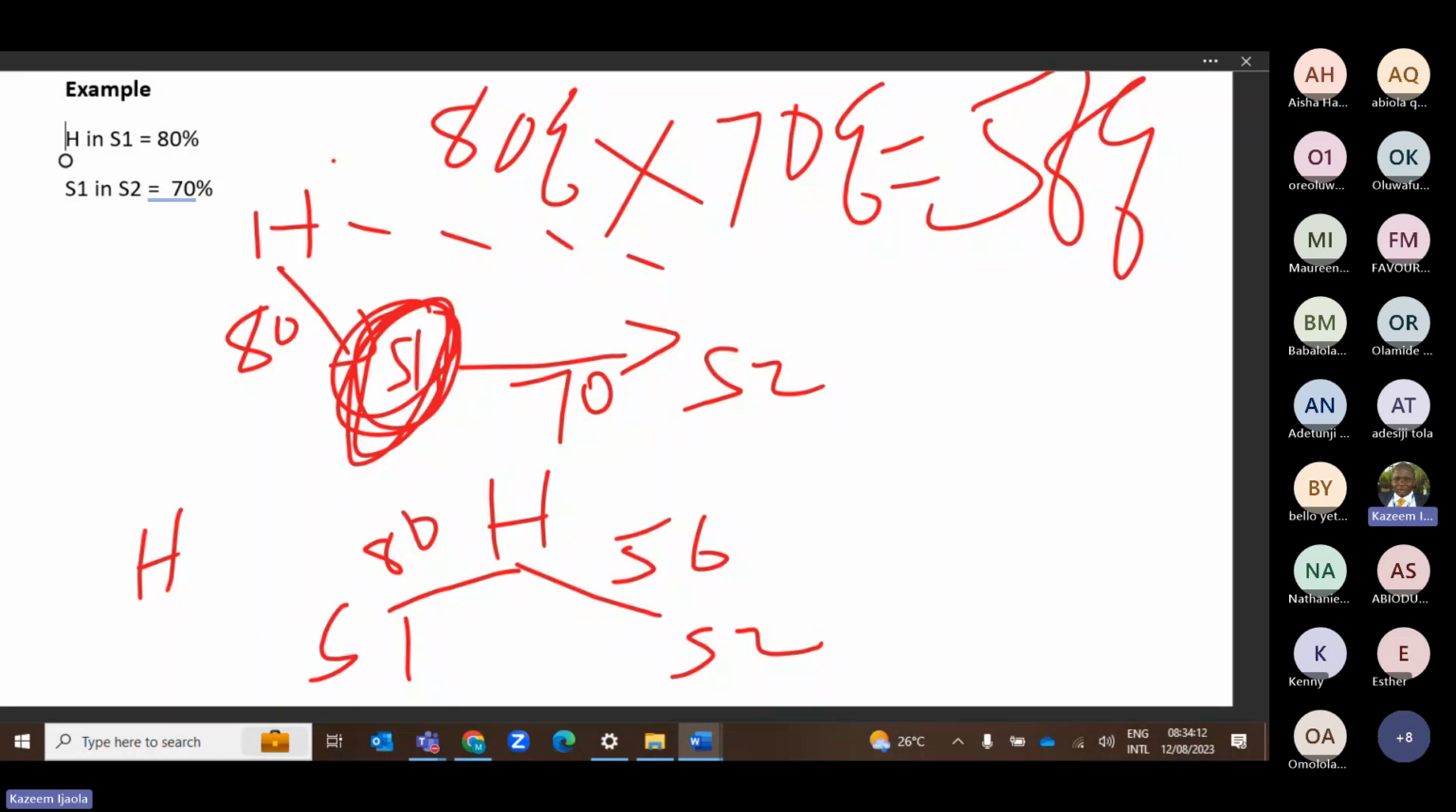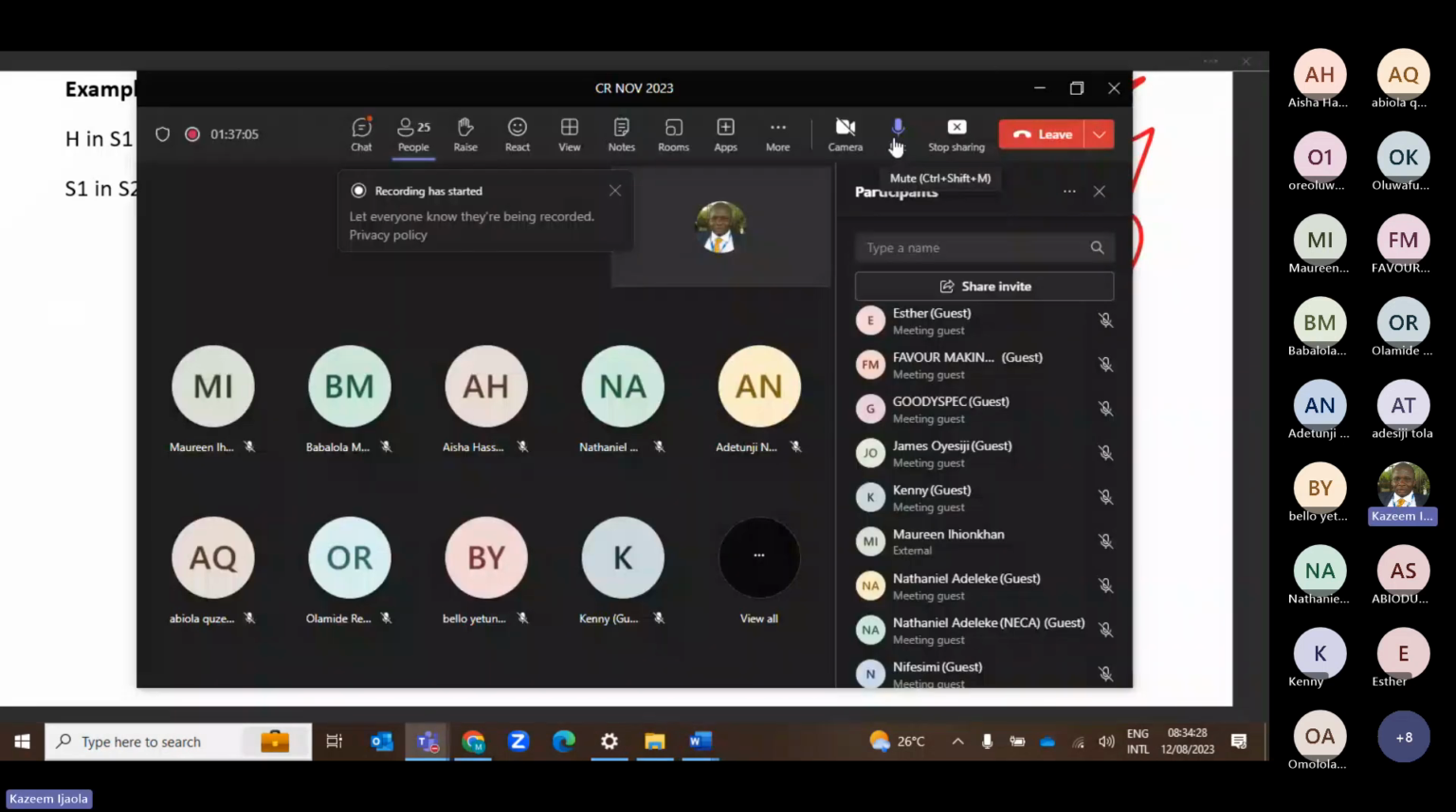Please, is this clear to everybody? Let me take your feedback. I know students normally have problems with this. Do you have any questions for me? Question. Sir, please do it again. Okay, I should analyze it again.